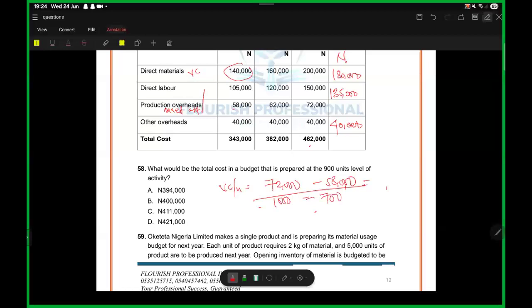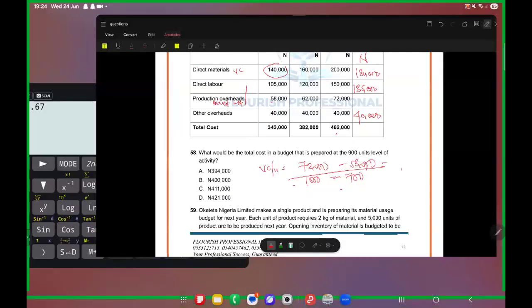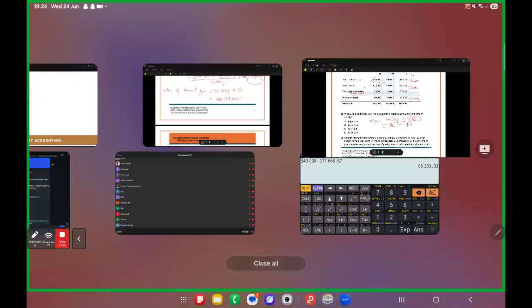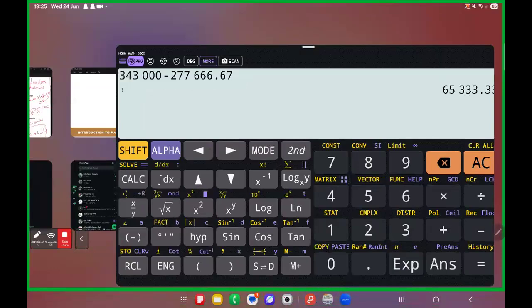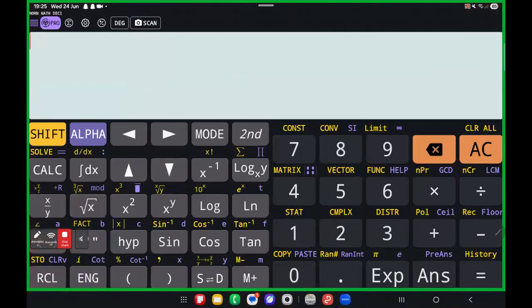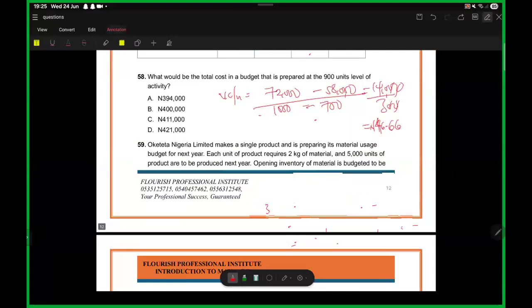So here, 72 minus 58 is giving me what? 72 minus 58 is giving me 14,000, divided by 300. What is the answer? 46.66. Okay, all right. So from here, we can estimate the total fixed cost function.